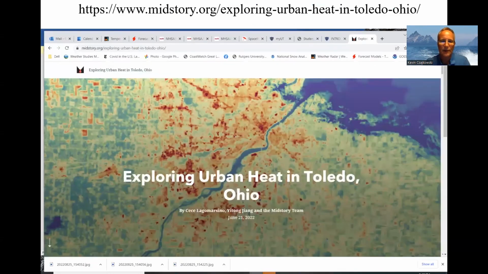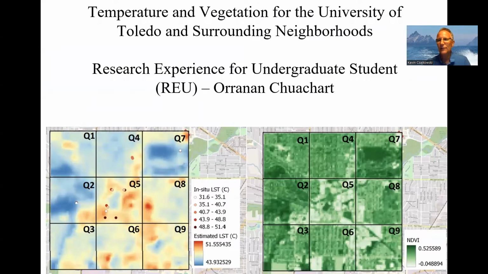I wanted to show you this website by Midstory. They did a story map about urban heat island in Toledo, and I think it's very interesting to look at. So here's the URL if you want to take a look at it. And I'll show you a few things my students have done, especially this summer.